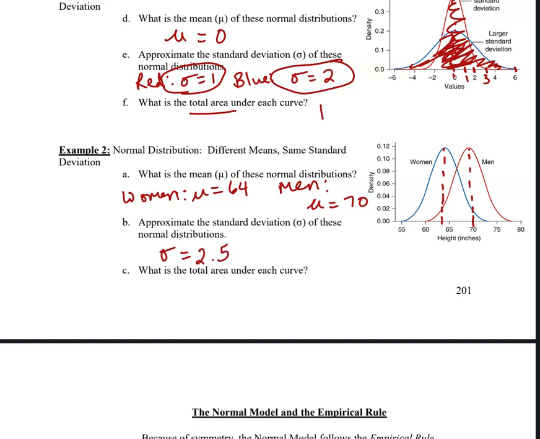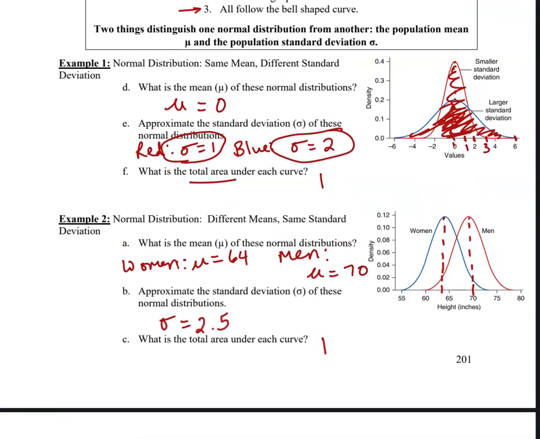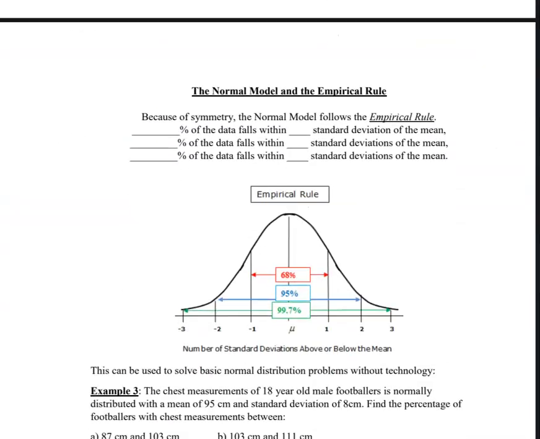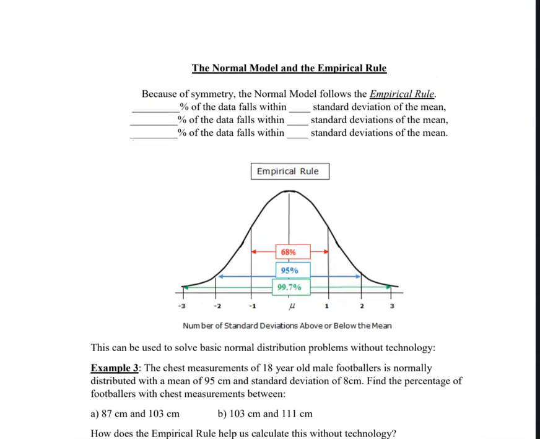What I want you to pay attention to, though, is the fact that the spread for both of these is the same, that the shape of the graph, the spread horizontally, is about the same, but the means are different. Now, what is the total area under each curve? Of course, that's going to be 1 for women and for men, because that's the total area when you have a continuous distribution. Now, let's revisit the empirical rule.